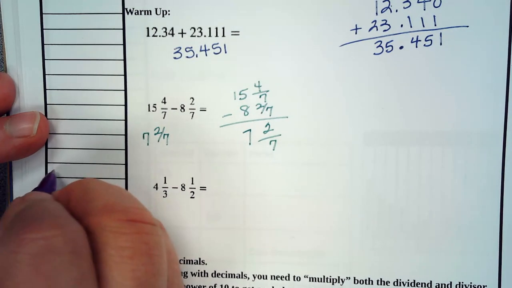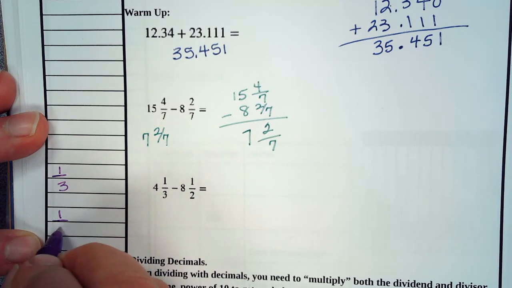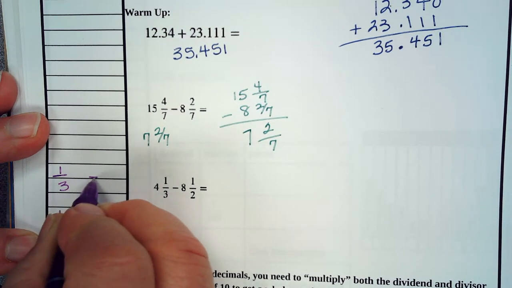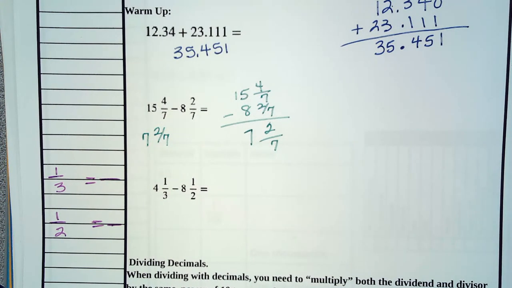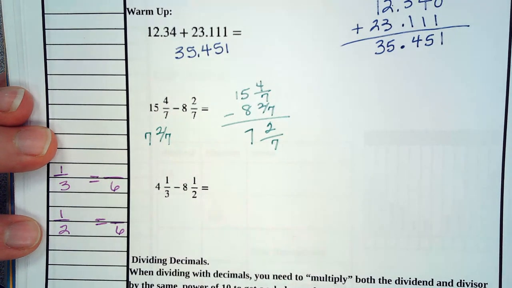So as I'm looking, 1 over 3 and 1 over 2. Okay, now, question is, what is the least common multiple for these denominators? Well, they're both prime, so I'm going to multiply them together. 3 times 2 is 6, and 6 would be the least common multiple.